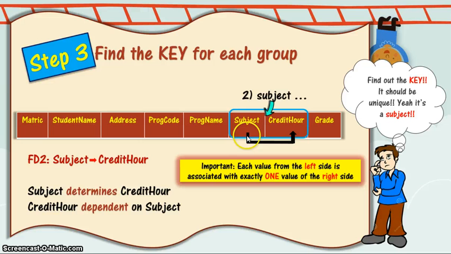The key doesn't have any arrow, and the non-key attribute must have an arrow. This is the standard format that I explained before. Subject, key, arrow, non-key attribute is credit hour. Subject determines credit hour, which is dependent on subject. Right.